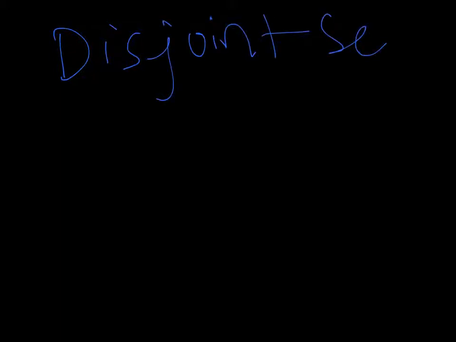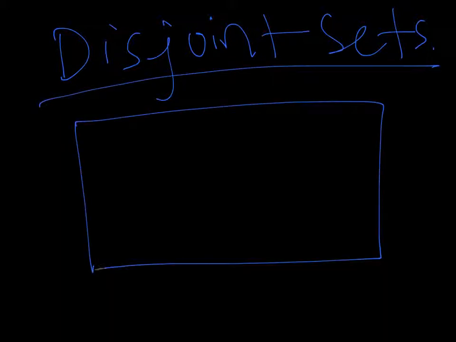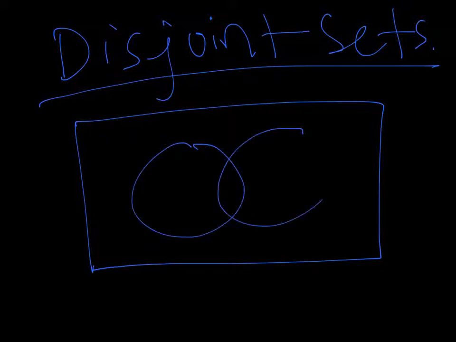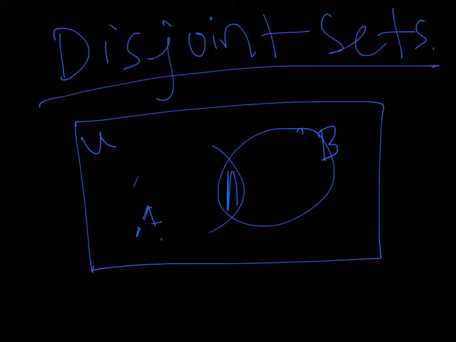So, disjoint sets. Okay? They have no elements in common. So if we had a Venn diagram, this is the universal set, so it includes everything inside the box. This is A, this is B. Well, here, this is what we've seen so far, right? And we have an intersection point right here. But if they were disjoint sets, it would look a little bit different.